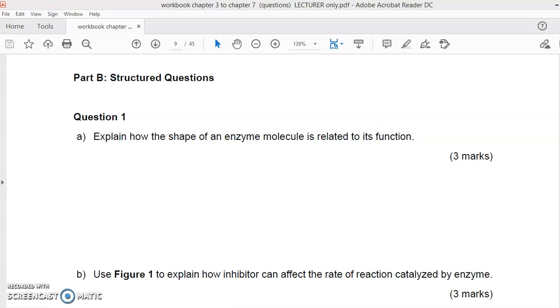Hi and good day. Today I am going to discuss with you the chapter on enzymes, part B structure questions. Let's get started.